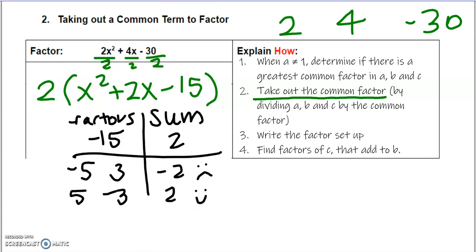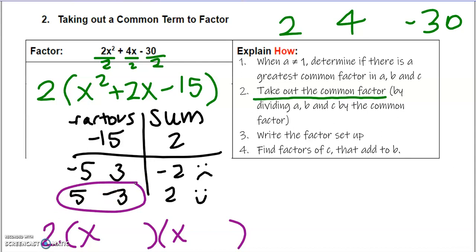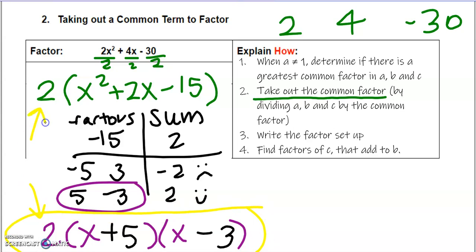So now, guys, when I go ahead and write my factor setup with those x's in both of the binomials, what numbers come after those x's are right here, those numbers that worked in my chart, that made my chart true. The positive 5, right, because we wrote a positive 5, and my negative 3. And that's how I factor using that chart. That 2 has to be out front. Notice that 2 is out front because I took it out in the very beginning, so it has to stay there. Cool? Wonderful. We're flying through.